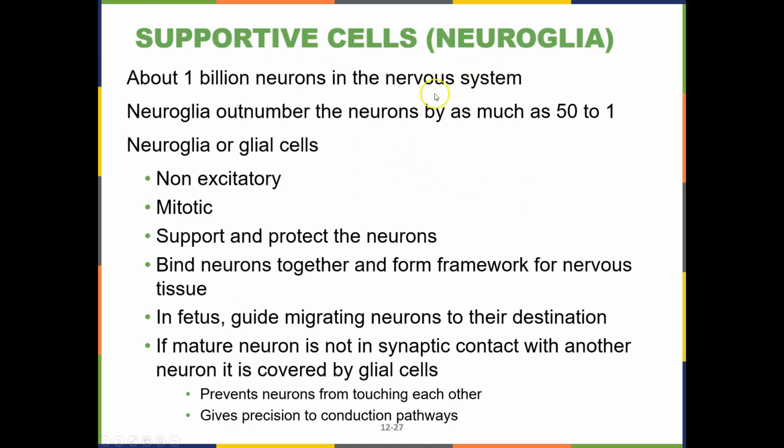Neuroglial cells then are the more common cells of the nervous system, though they are not nearly as talked about as your neurons. So they do outnumber neurons. They are not excitatory, so they don't send signals from one cell to another like your neurons do, but they are able to undergo mitosis, so when they get damaged, they can be fixed.